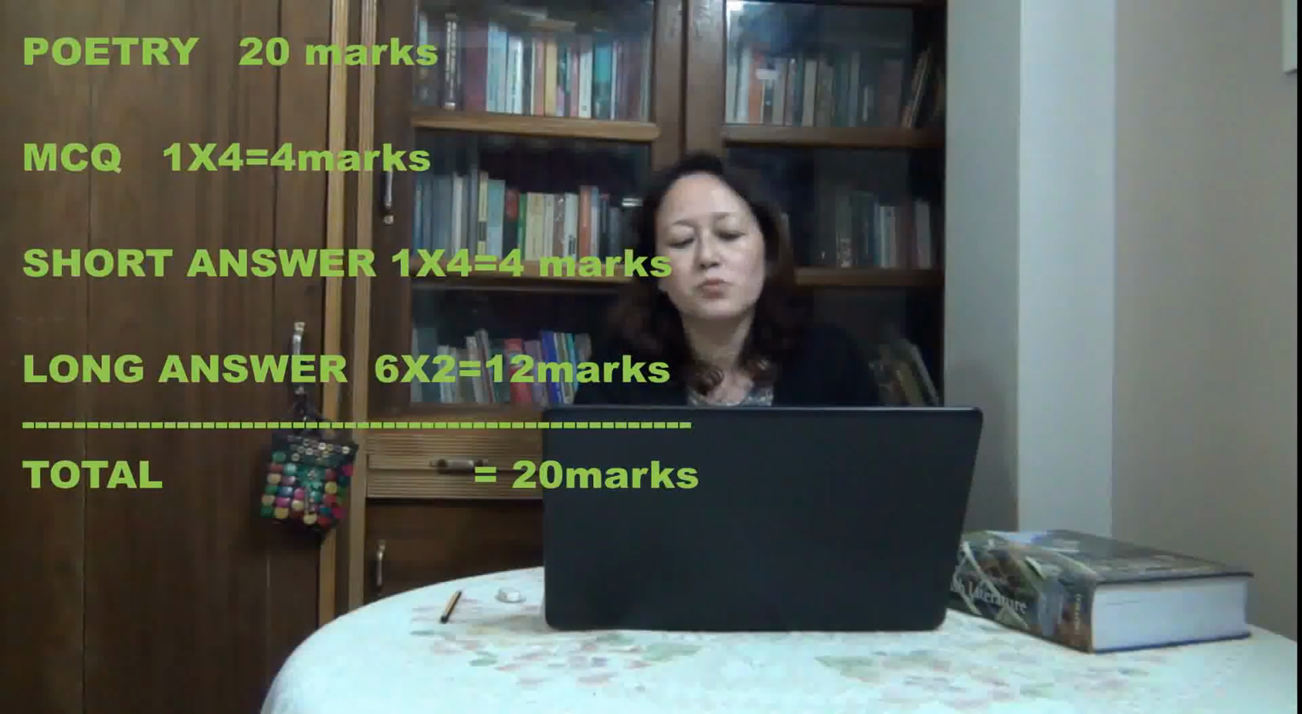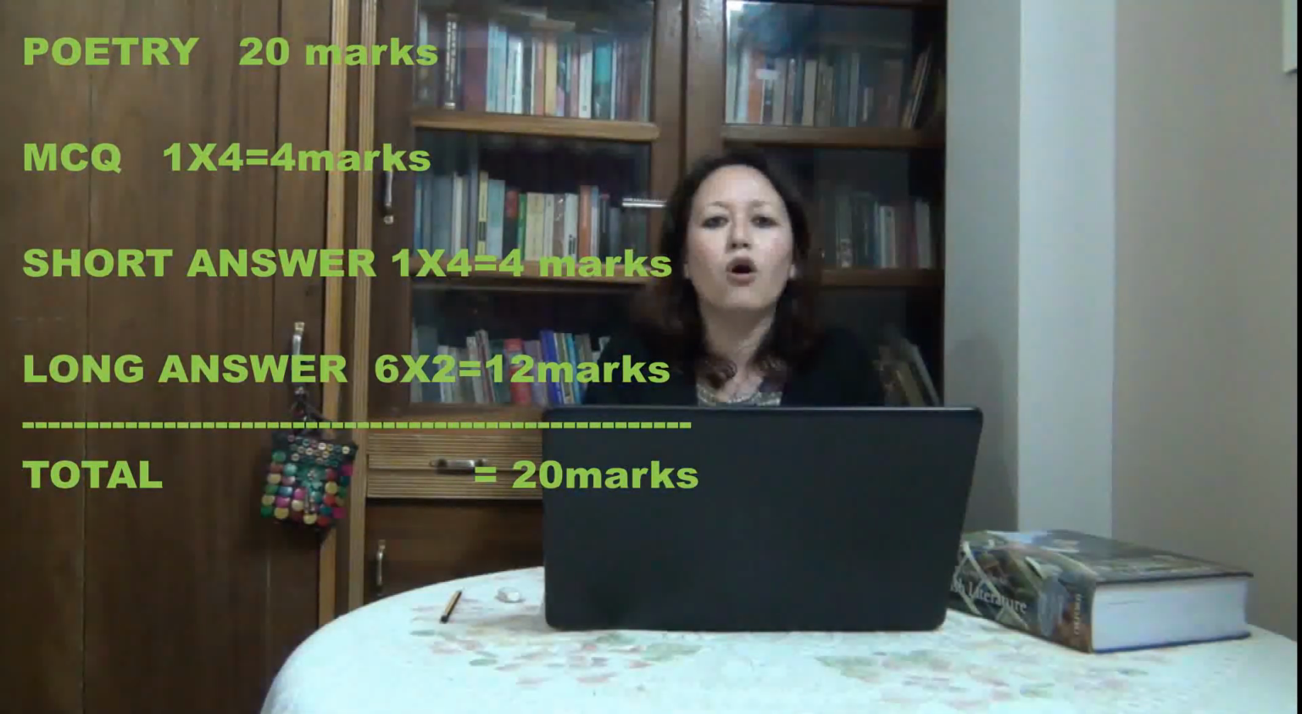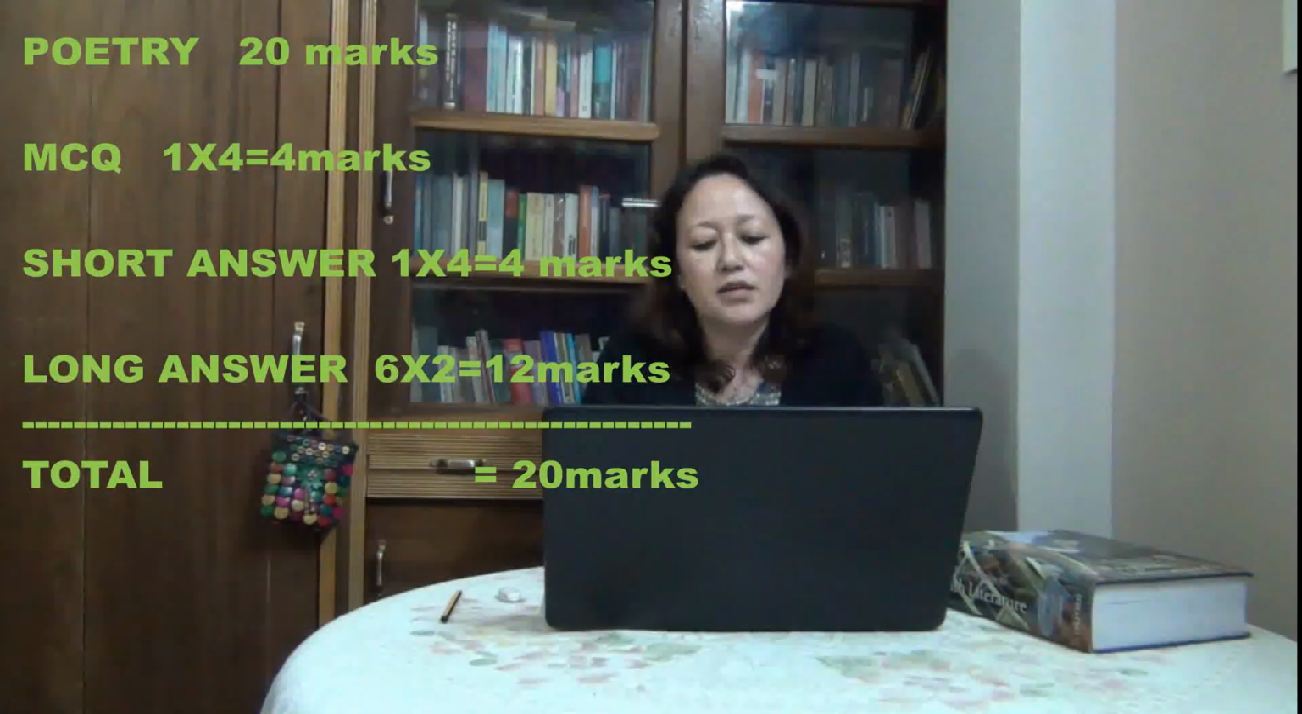The same is with the poetry segment. The same pattern follows. In the MCQs, you've got to do 4 compulsory. That means you've got to go through all your poetry and know it in detail. The multiple choice questions carry 4 marks.